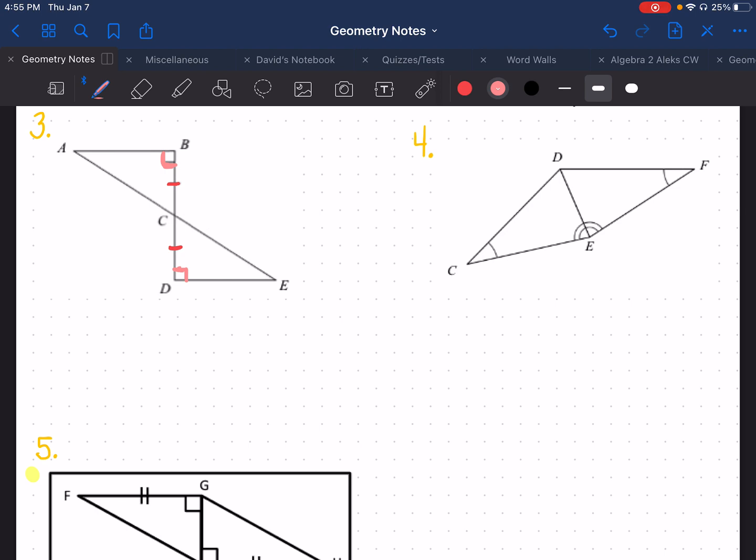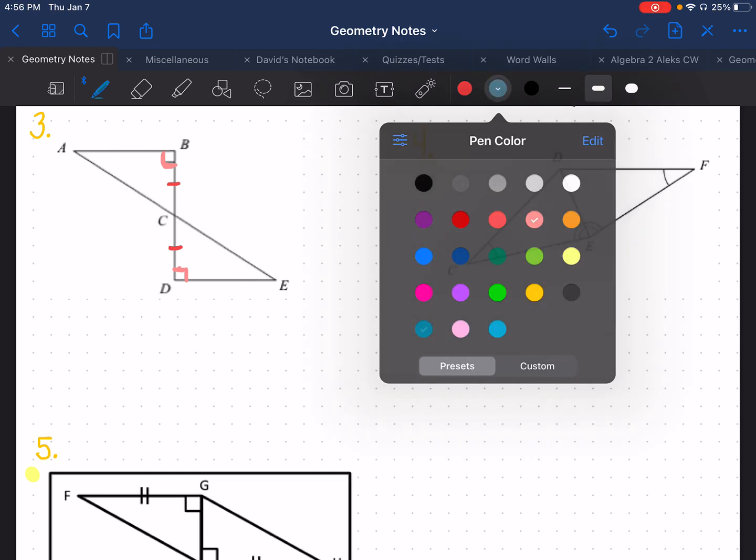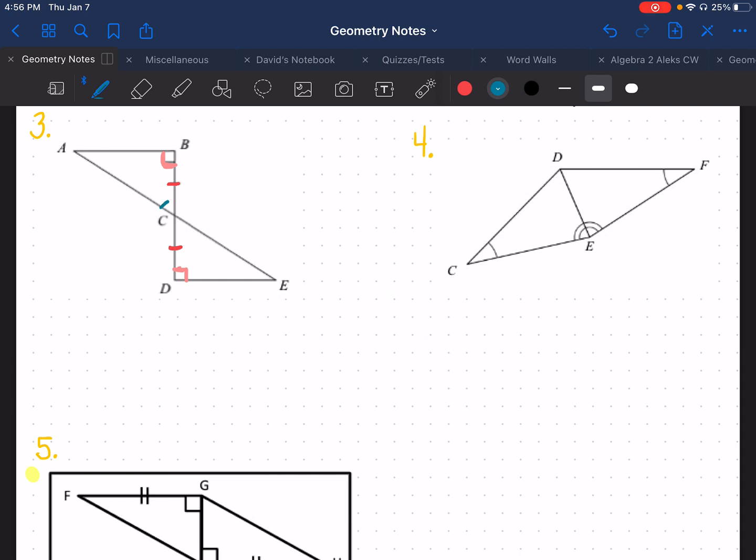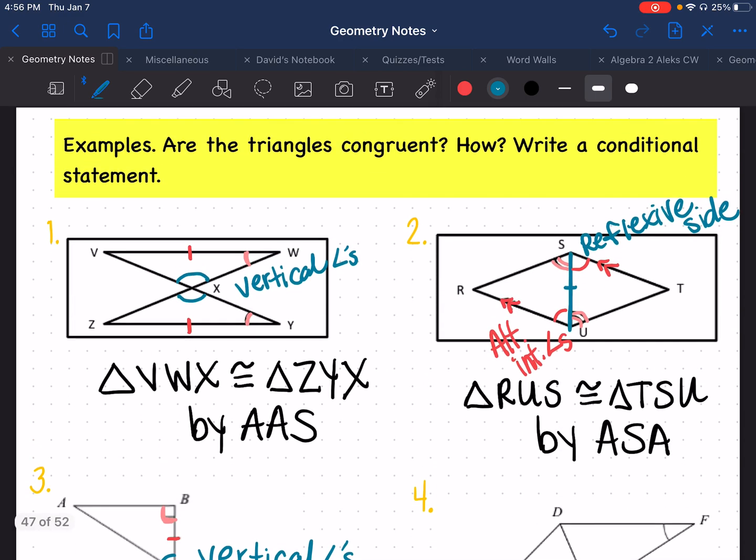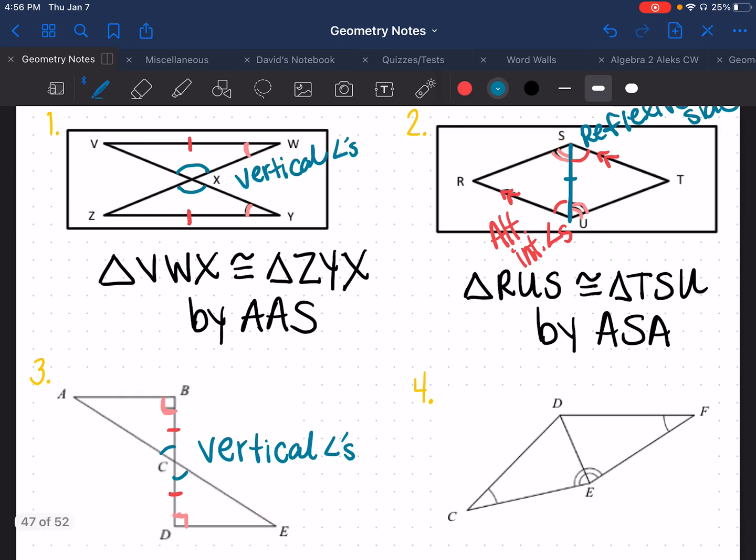Now my brain is already thinking back to the last lesson and that this is HL, but remember you have to find that hidden part. And in this case, my hidden parts are my vertical angles here at C. If I scroll back up or you rewind the video, you'll see that this number 3 looks a lot like number 1, and I have those vertical angles, okay? Number 3 looks more like number 1 and less like number 2.